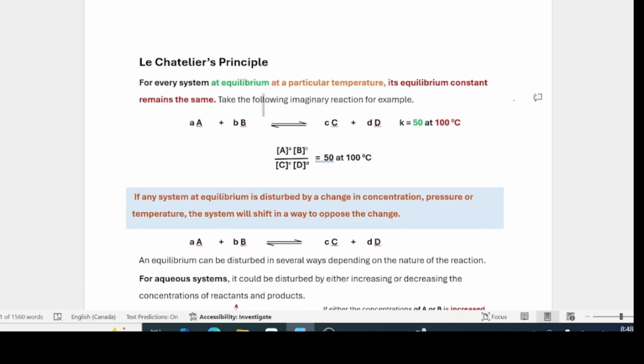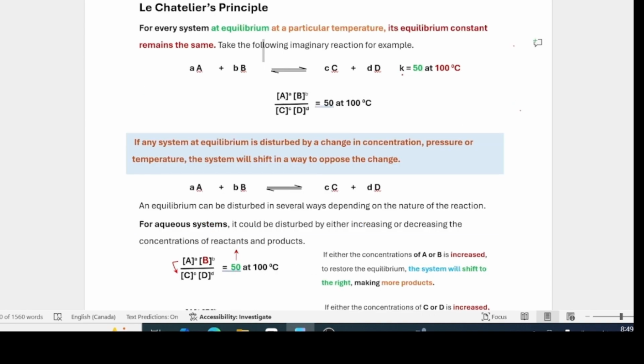We shall use the following imaginary reaction where A and B are reacting to form products C and D. We are assuming that at 100 degrees Celsius, the equilibrium constant for this reaction is 50. It is equal to the product of the concentrations of A and B raised to their respective stoichiometric coefficients divided by the product of the concentrations of C and D raised to their specific stoichiometric coefficients.